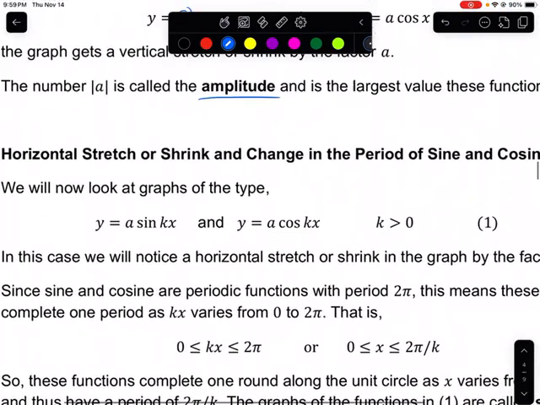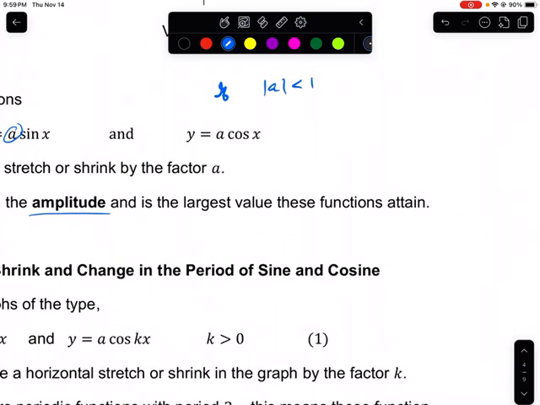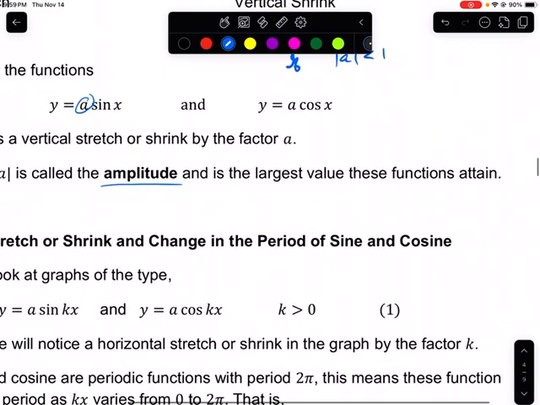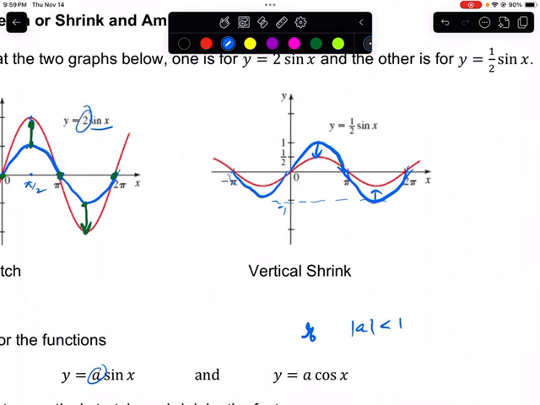So for now, how will you recognize what is the amplitude? Well, if you have a function, okay, so here the amplitude is 2, here the amplitude is 1/2. If you have y equals -3 cosine x, then the amplitude is not -3. Remember, amplitude will always be a positive number. Okay, so you can say amplitude is 3.